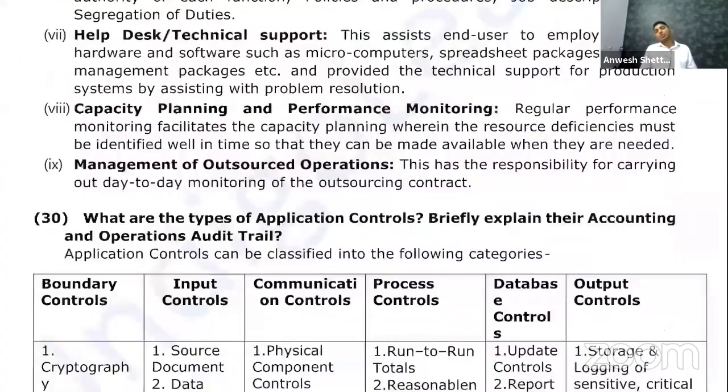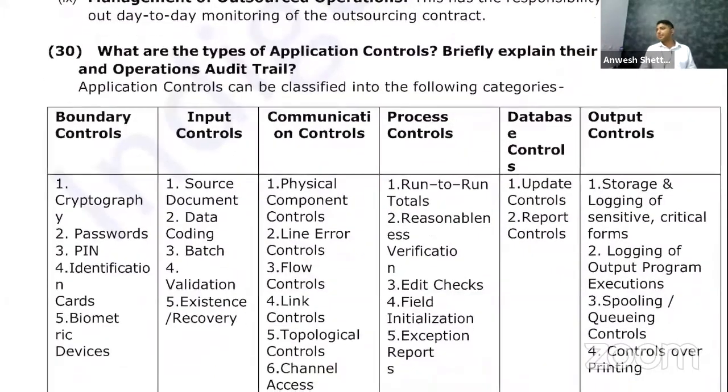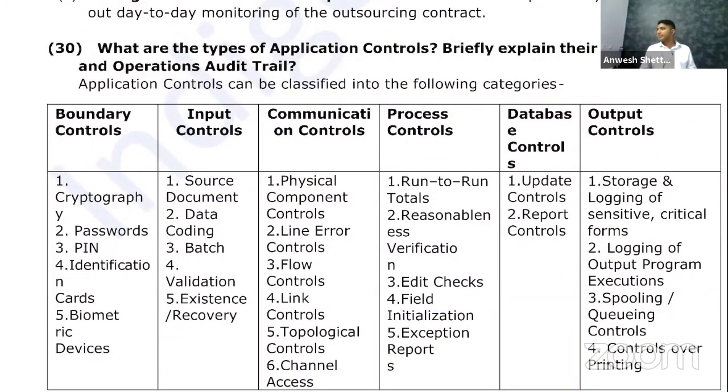We will now go to question number 30. Now, what is question number 30? What are the types of application control? This is one important thing.